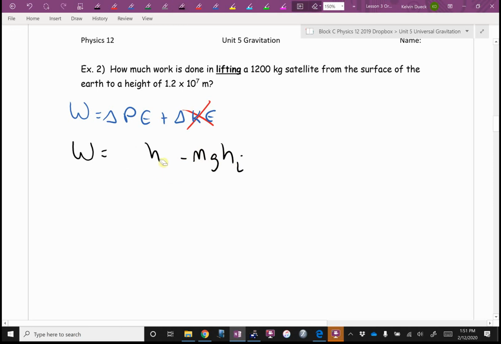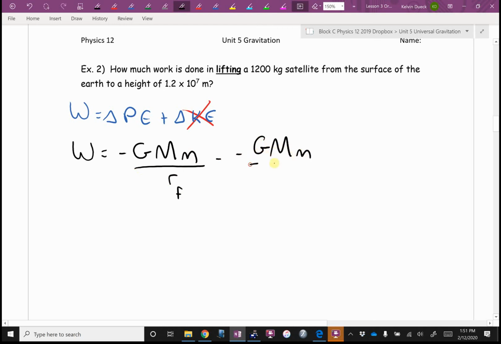Oh, it would be nice if I could. So we have to go cosmic. Negative big G, big M, little m over R final minus negative big G, big M, little m over R initial. I do notice in the middle there on the next line I have a minus minus, which I'm going to turn into a plus on the next line. Okay.